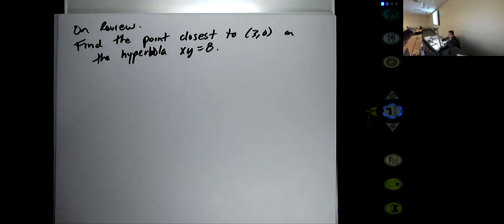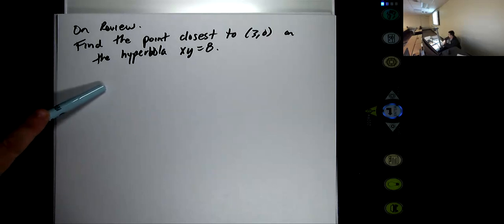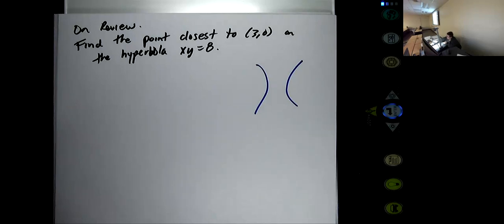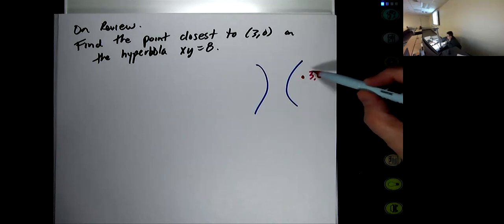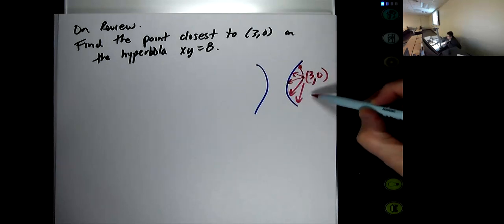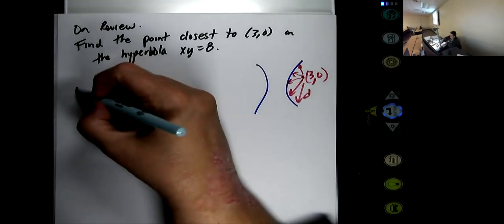Now, this might take you a while to think of. What are we trying to minimize here? If we're finding the point closest to it, what's going on here? I don't know what the hyperbola looks like. Let's say it's something like that. But we got some point here. Maybe that's (3, 0), I don't know. There's lots of distances to here. We want the shortest distance, D. So we want to minimize D.